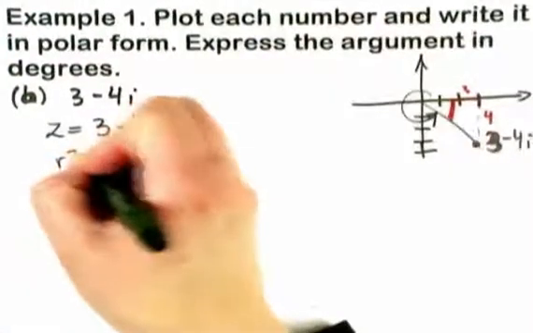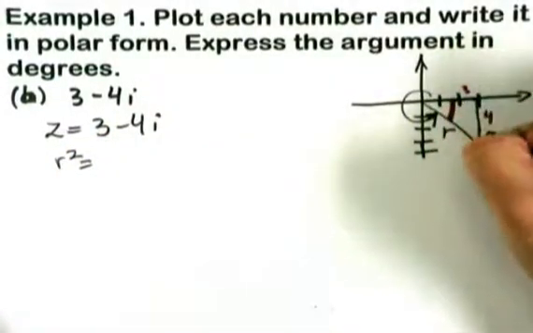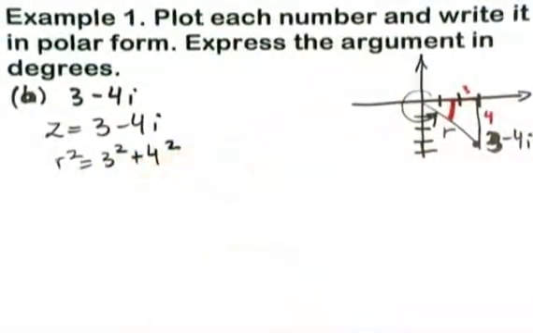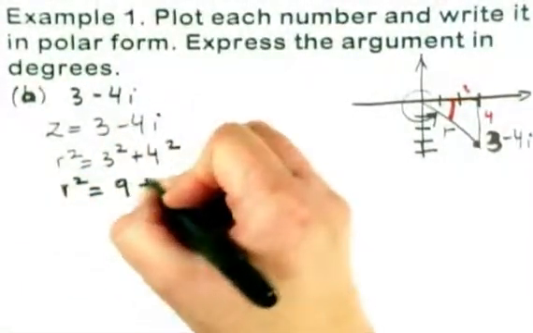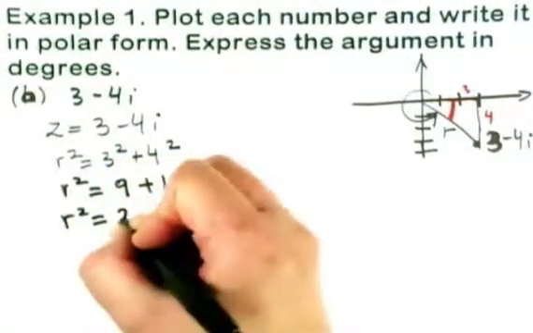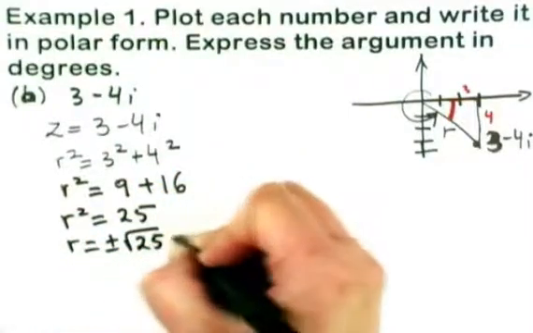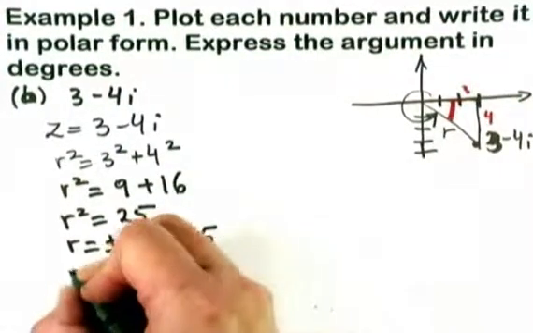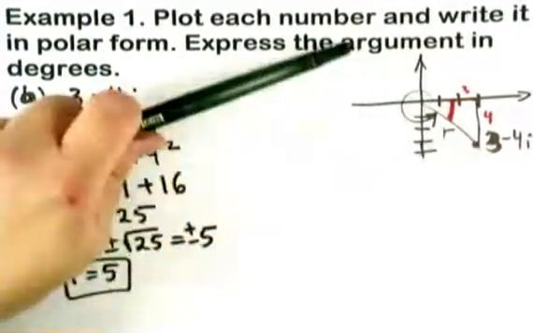But let's first find r. So r squared is equal, now r. We are using this right triangle right here. So r squared is 3 squared plus 4 squared. Can be negative 4 squared, gives me the same. So it's 9 plus 16. So r squared is 25. R is plus or minus square root of 25, which is plus or minus 5. But r is the distance, so we keep r as positive, and it's on the same side of the pole, not on the opposite.